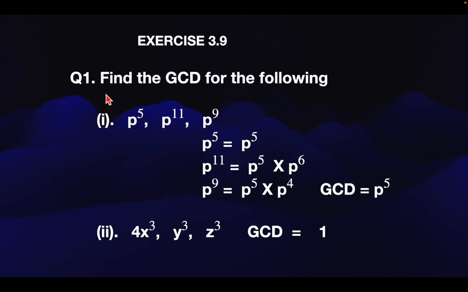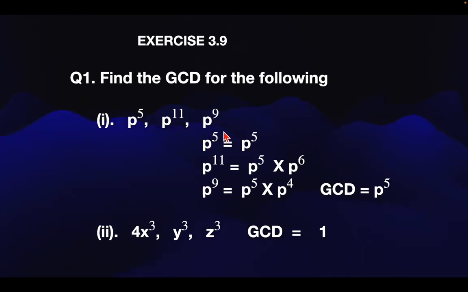Exercise 3.9. Find the GCD for the following. In lower classes, you learnt about HCF of numbers. HCF is the same thing as GCD. Just like for numbers, how we used to factorize and write it in exponent form and find the HCF, the same way we are going to do for polynomials also. Always remember that factors and divisors are the same term. So here GCD means greatest common divisor.